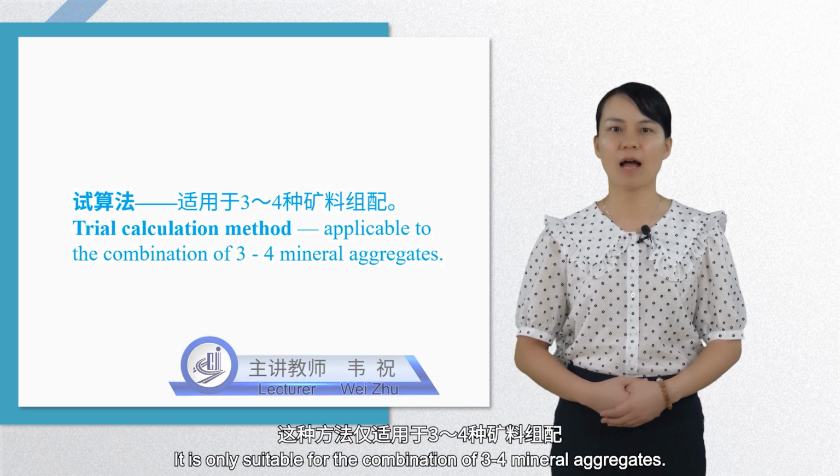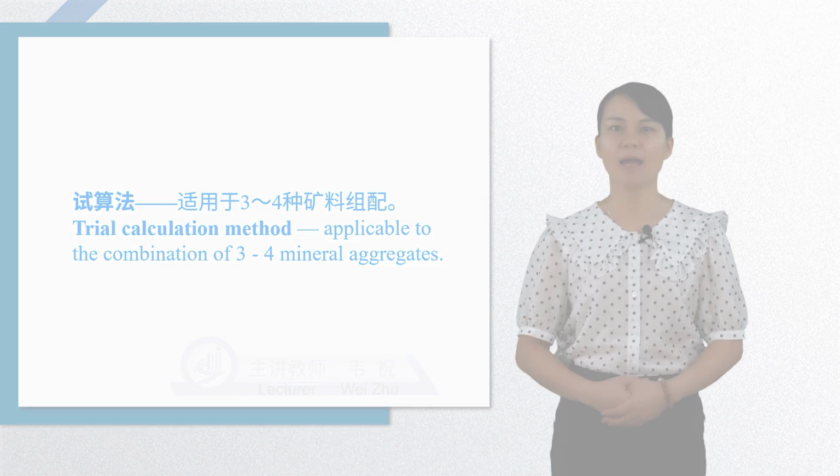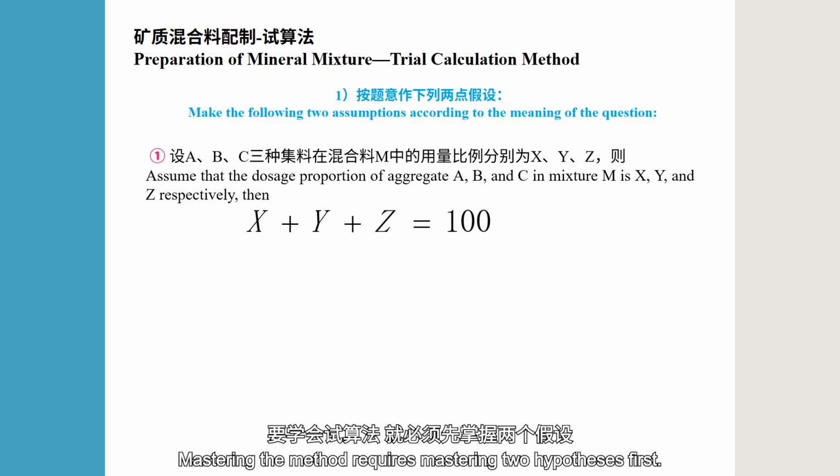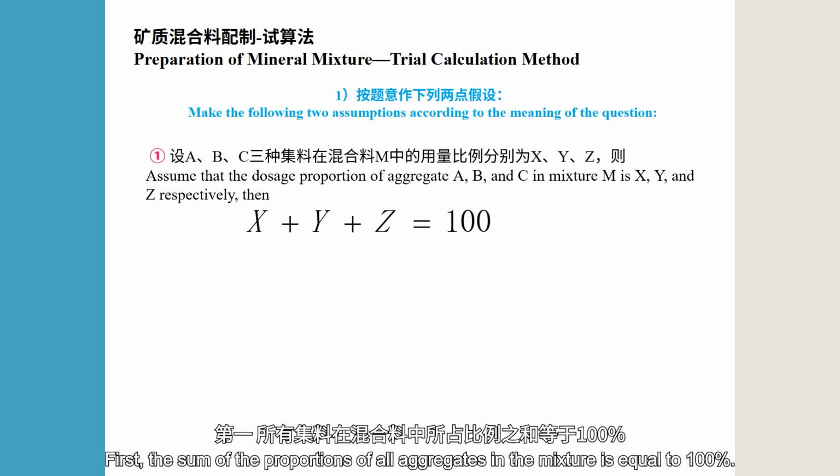It is only suitable for the combination of 3 to 4 mineral aggregates. Larger errors will occur with too many aggregates. Mastering the method requires mastering two hypotheses first. First, the sum of the proportions of all aggregates in the mixture is equal to 100%.